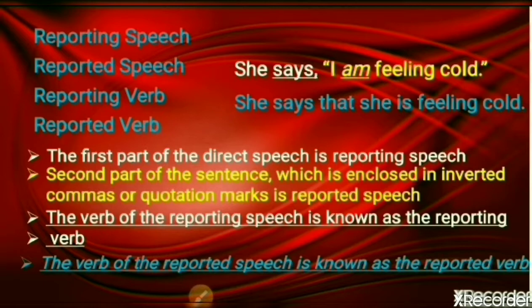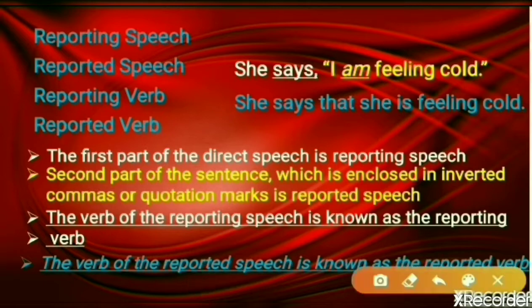For example, she says, "I am feeling cold." This is direct speech. Indirect speech: she says that she is feeling cold. Here, the first part of the direct speech is called the reporting speech. The second part of the sentence, which is enclosed in inverted commas or quotation marks, is the reported speech.